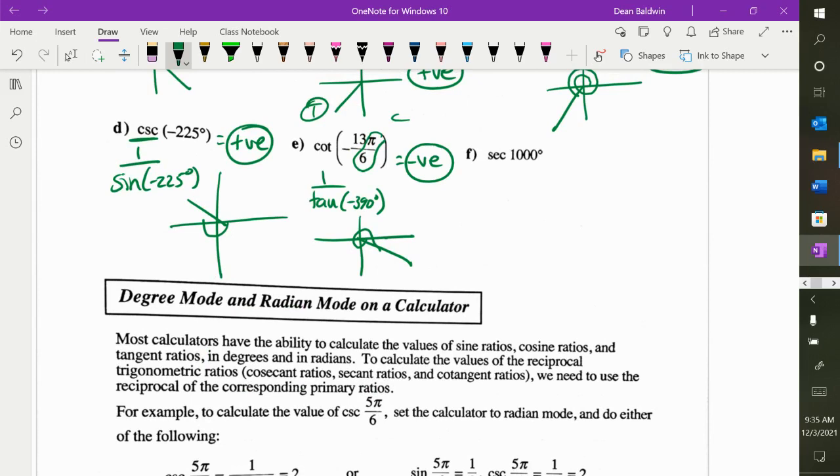And secant of 1,000. What's secant? 1 over cos. What quadrant are you in if you go 1,000-degree rotation? 4. That's pretty good math there, right? Don't you like math when you just draw little circly whoops? They're like shells, exactly. It's a Fibonacci sequence. Is this positive or negative in this quadrant? Positive.